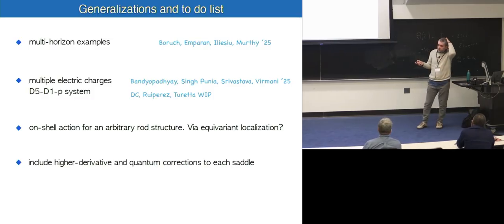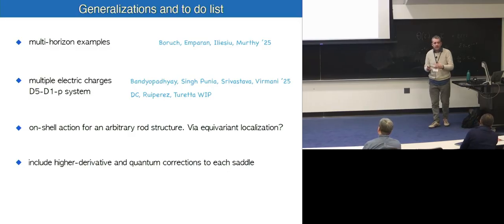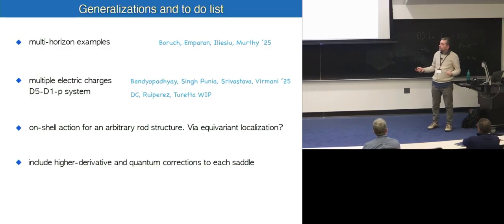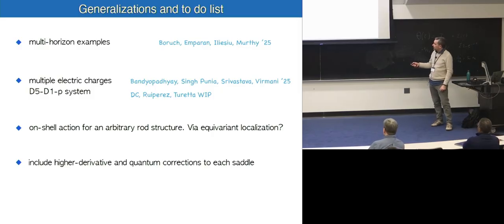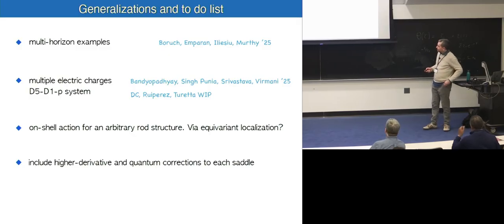The technology is also there, because the technology of equivariant localization, that will be a main topic of Dario's talk, will be helpful here, because we just need to understand what are the contributions of these fixed loci where the different Killing vectors can collapse. And once we have them, we can probably just add them up in order to obtain the on-shell action for a general arbitrary rod structure. And probably equivariant localization is the most efficient technique for doing that.